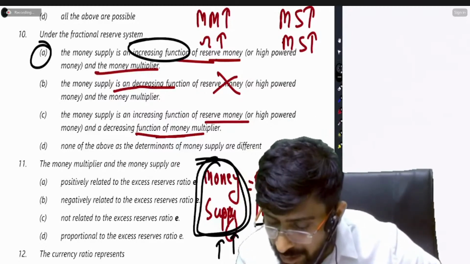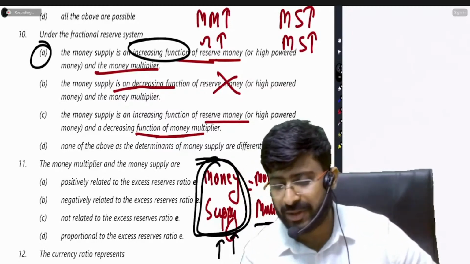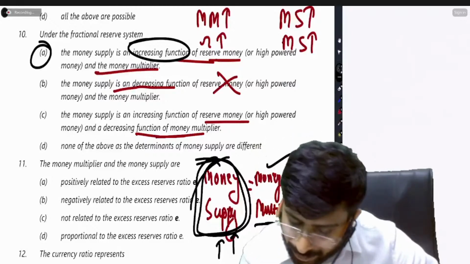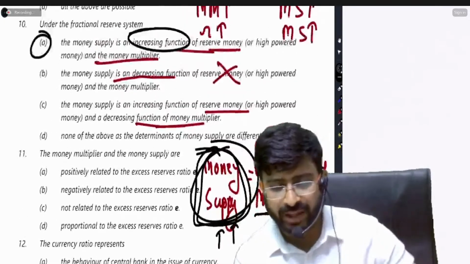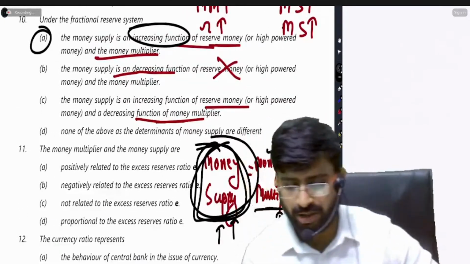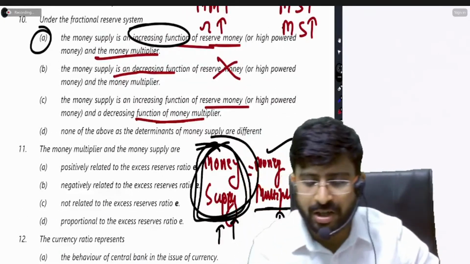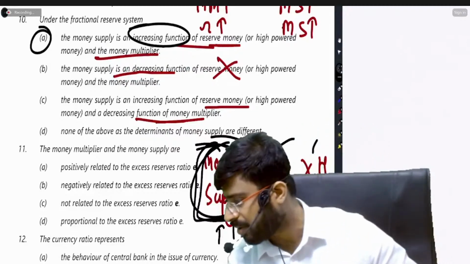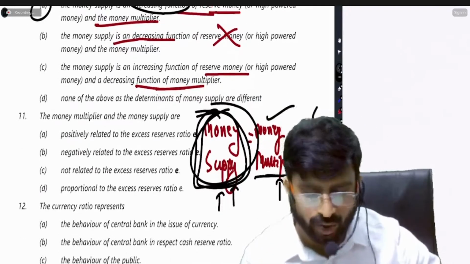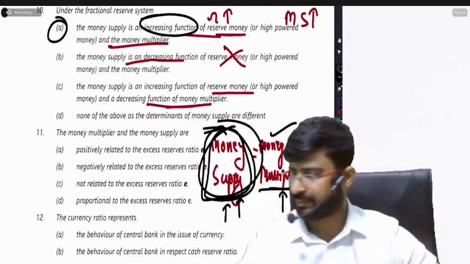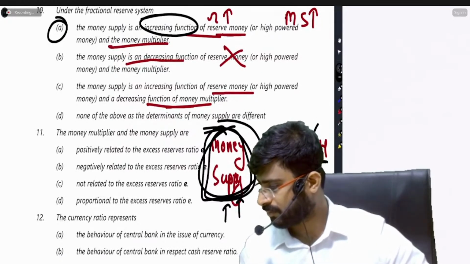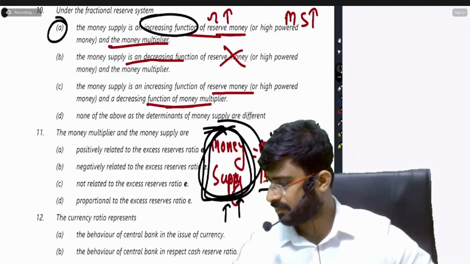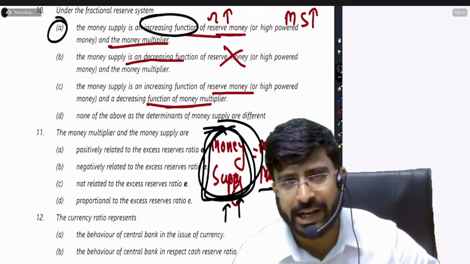Money supply is equal to money multiplier into high powered money. H means high powered money. तो इन दोनों में से कुछ भी बढ़े, मनी सप्लाई बढ़ेगा, तो इंक्रीजिंग रिलेशन ही तो हुआ ना. यही तो बात है, बिल्कुल सही है. इंक्रीजिंग फंक्शन मतलब डायरेक्ट रिलेशनशिप. डिक्रीजिंग फंक्शन मतलब इनवर्स रिलेशनशिप. उम्मीद है क्लियर रहा होगा 10th वन. Is that clear everyone?